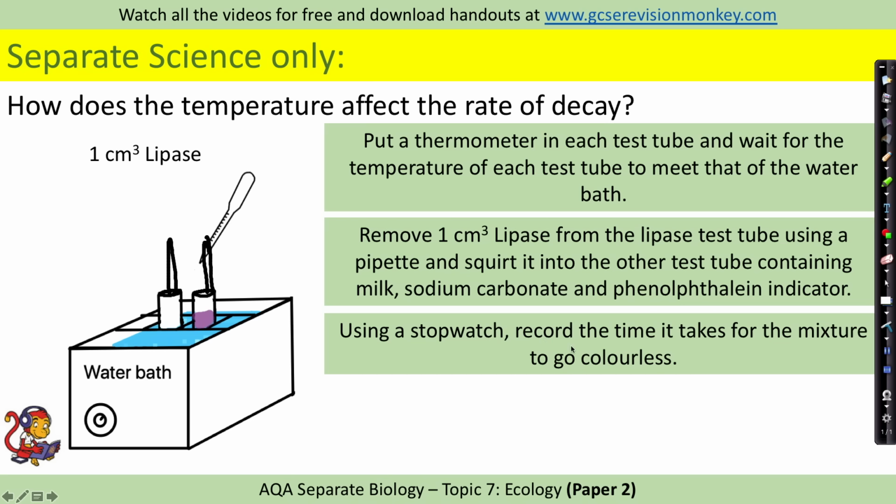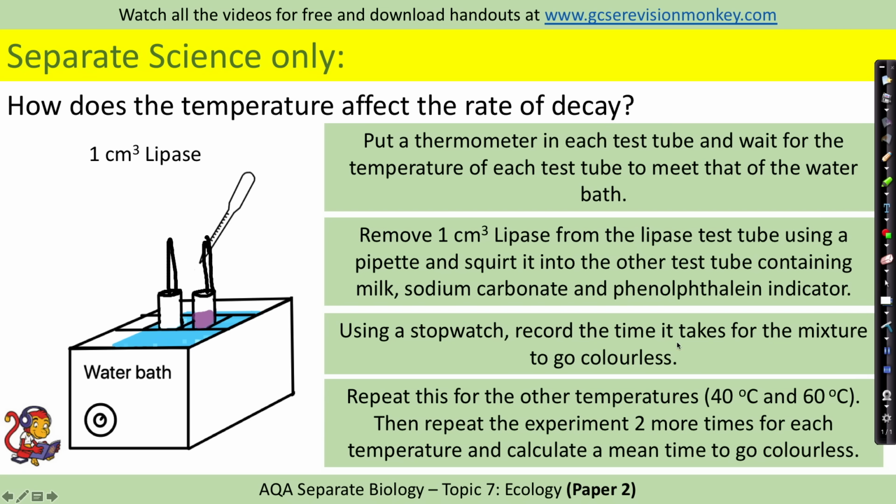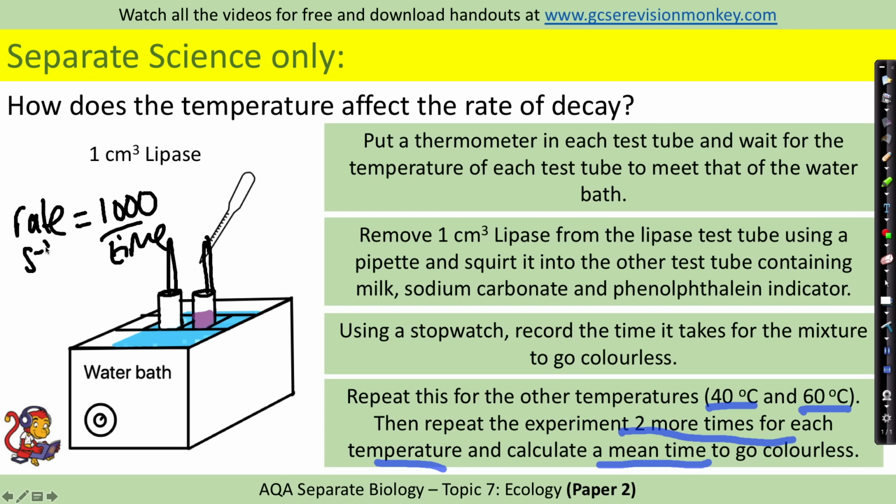Then using a stopwatch we're going to record the time it takes for the mixture to go colourless, and then we are going to repeat this for the other temperatures that we said before. We'd chosen 40 degrees and 60 degrees. And as always is good practice, repeat the experiment 2 more times for each temperature and calculate a mean time to go colourless. Now to change this into a rate, I hinted at the equation earlier, we'll use rate is 1000 divided by time, and that will give us our rate in per seconds, which you sometimes might see as s to the -1.